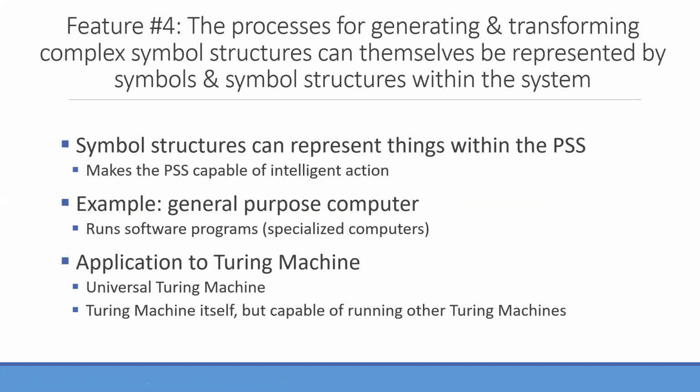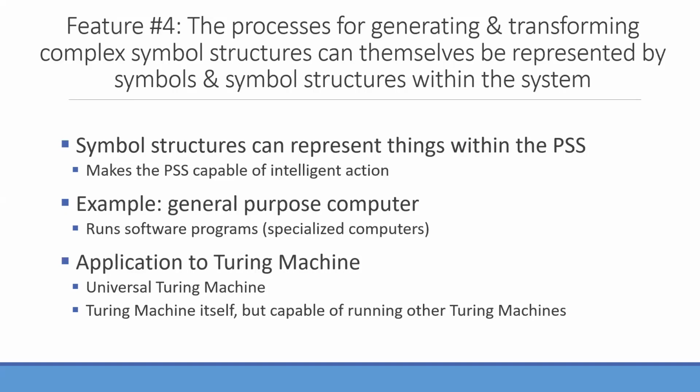The fourth feature states that the processes for generating and transforming complex symbol structures can themselves be represented by symbols and symbol structures within the system. So basically, the symbol structures can represent things within the physical symbol system. This is really what makes it capable of intelligent action. It can use its own symbolic representations to provide information to itself about other symbols.